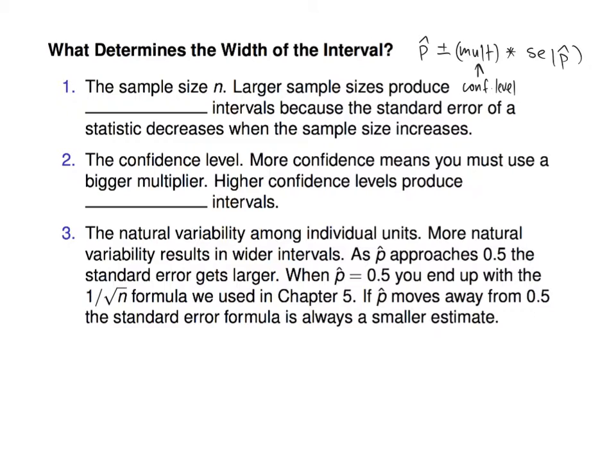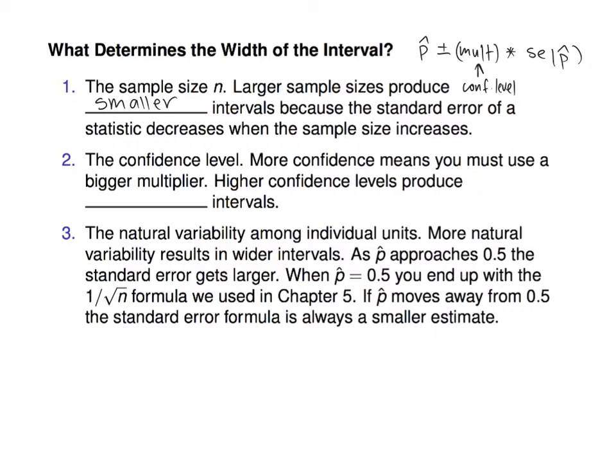If you have two samples and one is larger than the other, how are their confidence intervals going to compare? Who's going to have the smaller confidence interval? The larger sample. Does that make sense? That's because larger samples produce smaller, or narrower, intervals, because the standard error of a statistic decreases when the sample size increases. If you have bigger n's, this SE of p hat is going to get smaller, right? Because it has the root n on the bottom. Does that make sense?